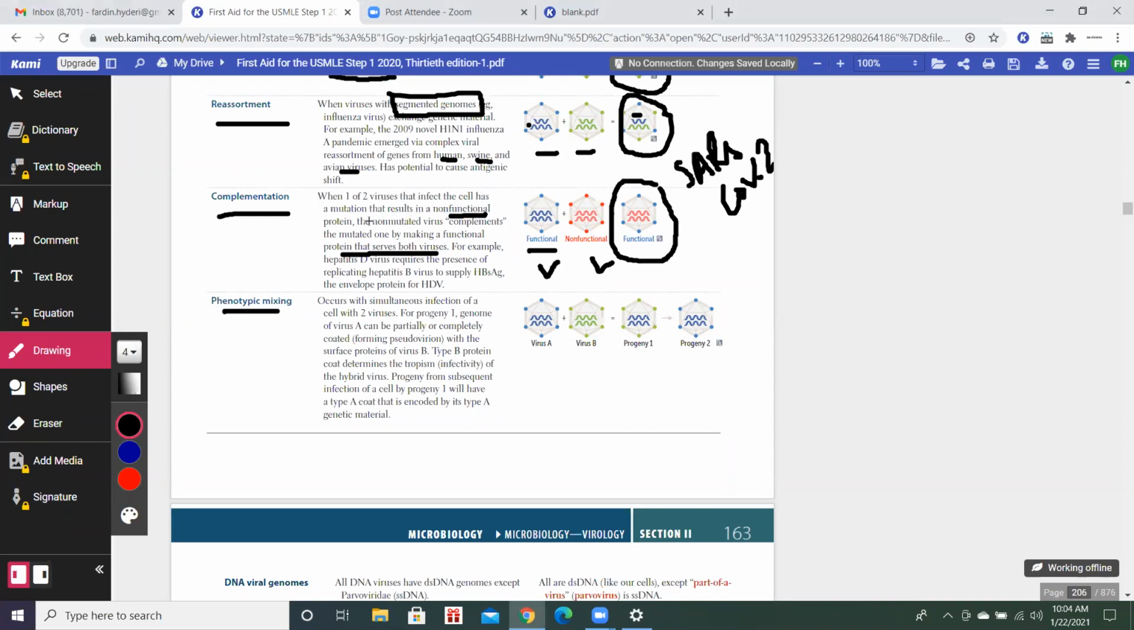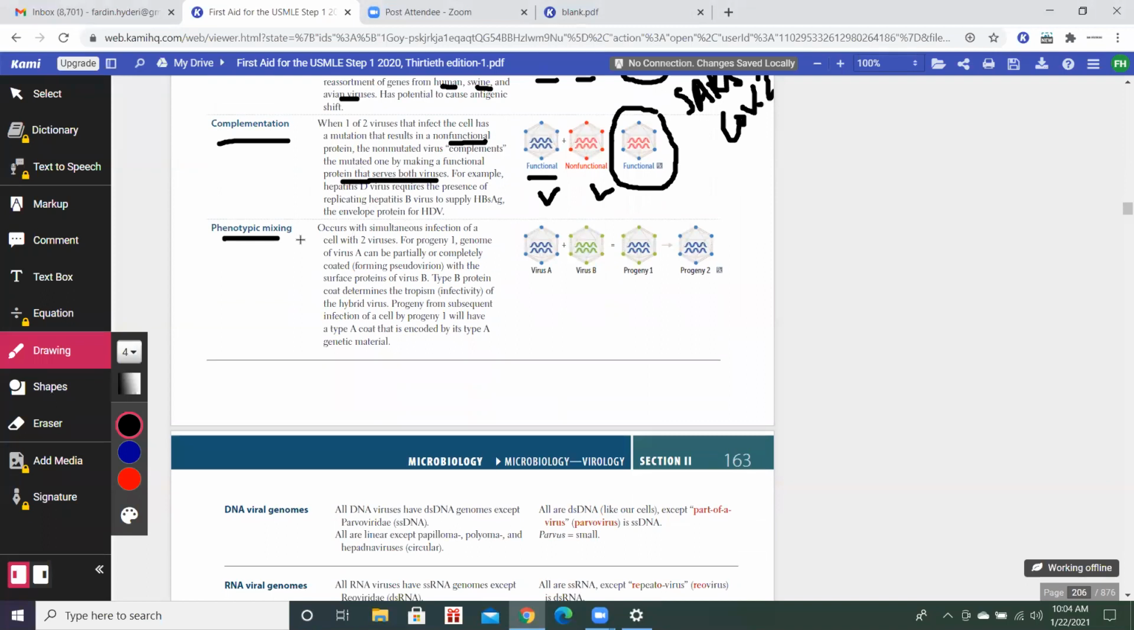Okay, next one is phenotype mixing. Phenotype mixing, as you can basically see, is that you have two viruses. You have virus A and virus B over here. Obviously, there are some changes in the structure resulting in two progenies of the virus, that is progeny one and progeny two. So what happens over here is that this will occur with simultaneous infection of a cell with two viruses. So first of all, the cell will get infected with both of these viruses together.